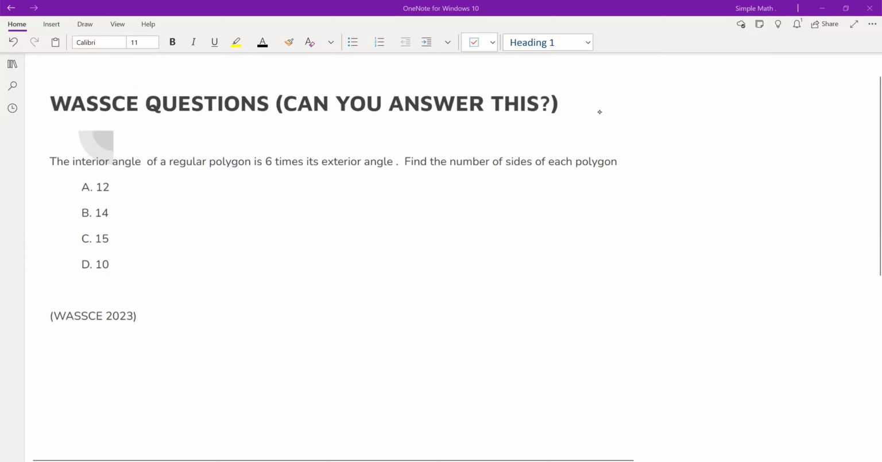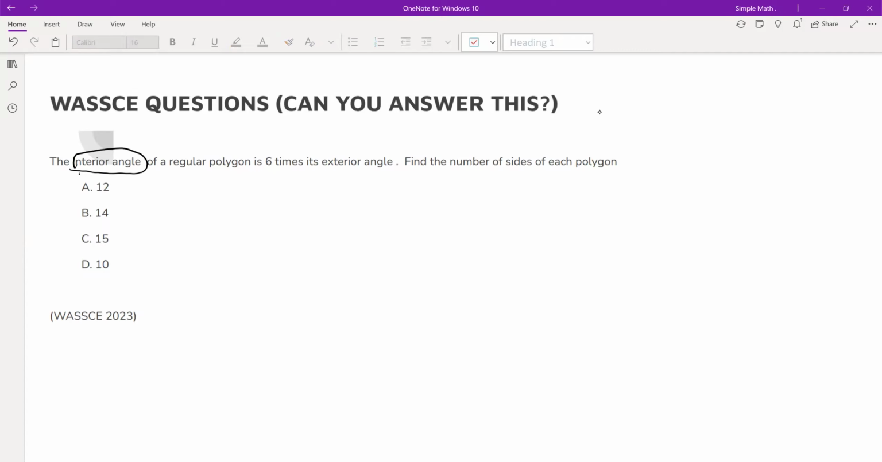All right, so let's try and answer this question. Now, the interior angle of a regular polygon is 6 times its exterior angle. So find the number of sides. So you can see here they said the interior angle, not the sum of interior angles. Okay. So let's try and get the formula here.